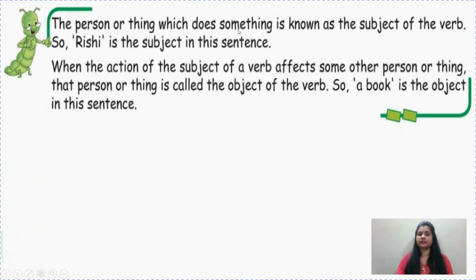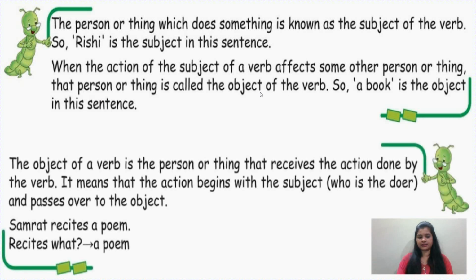The person or thing which does something is known as the subject of the verb, or you can say doer. Subject is also called doer. So Rishi is the subject in this sentence. When the action of the subject of a verb affects some other person or thing, that person or thing is called the object of the verb, or you can say receiver. So a book is the object in this sentence. The object of a verb is the person or thing that receives the action done by the verb.